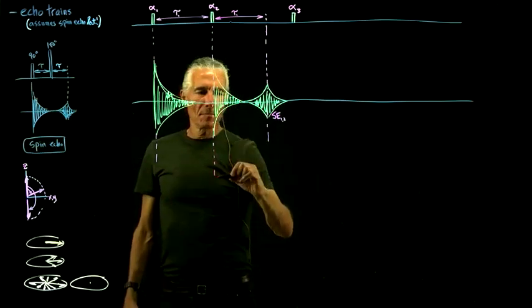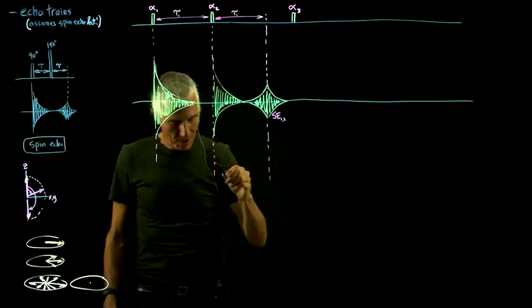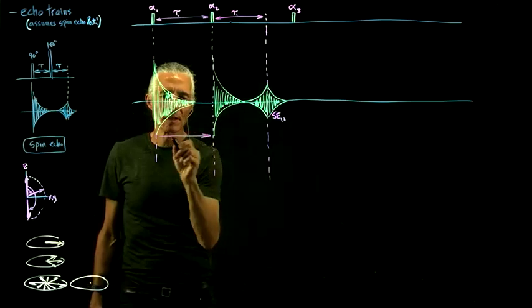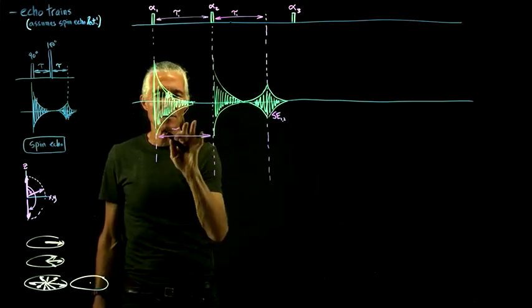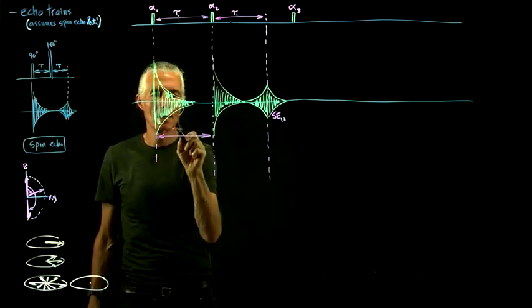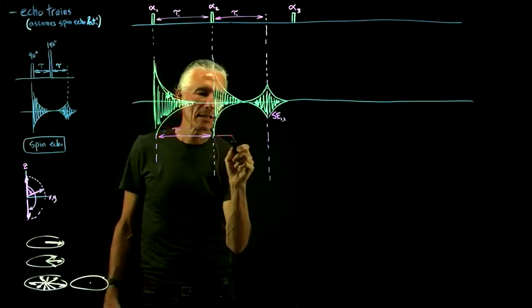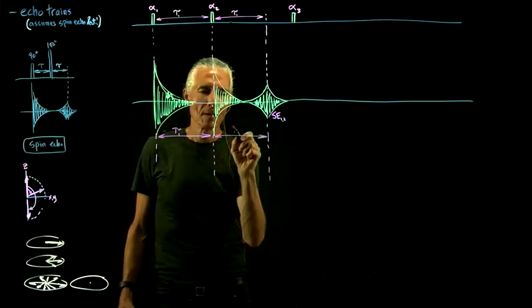Let's just put all those times down here too. So here's tau 1. And exactly that amount of time later, the echo comes out.